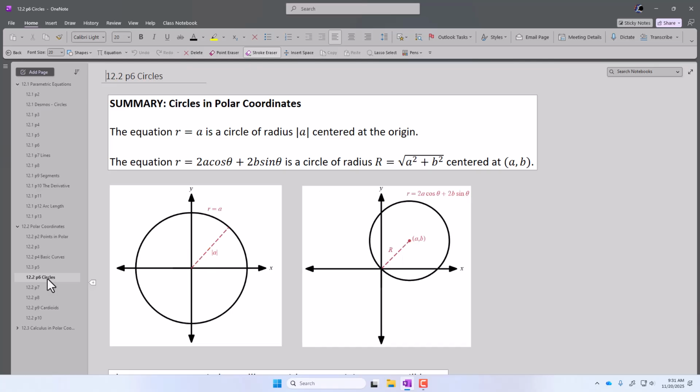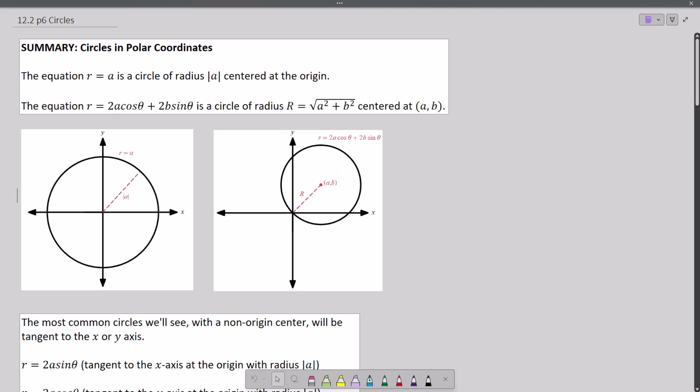So our next step along this voyage through polar is to look at circles. And we are going to look at circles centered at the origin. And we talked a little bit about this, that when you set r equal to a constant, whether it's positive or negative, you will get a circle of radius absolute value of whatever that number is. So r equals -2 is a circle of radius 2 centered at the origin. R equals 3 is a circle of radius 3 centered at the origin.